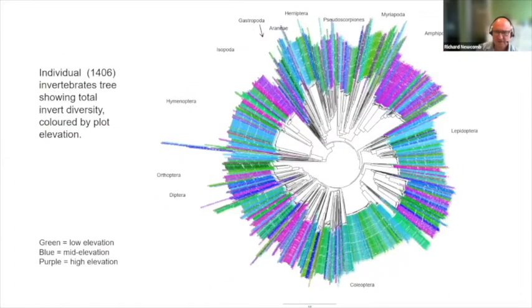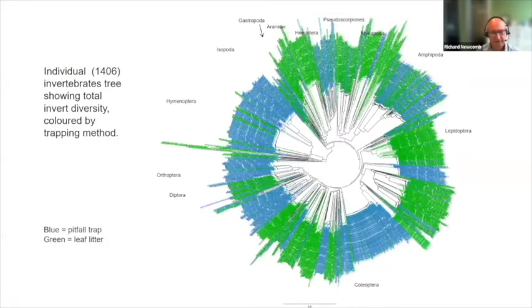Using this phylogenetic approach, you can then overlay different lenses on it. Here we've looked at elevation to see if there is any pattern around elevation. You might be able to see there are some patterns there, and also the different trap catch types here, comparing pitfall trap and leaf litter. So these are very rich and powerful data sets.